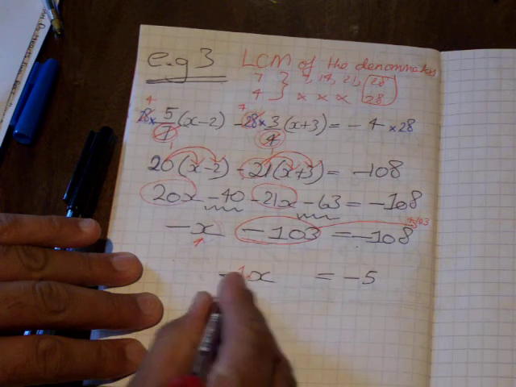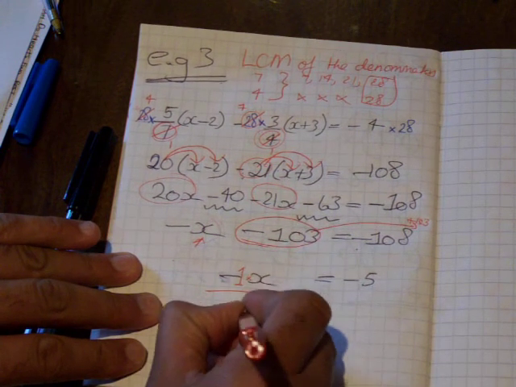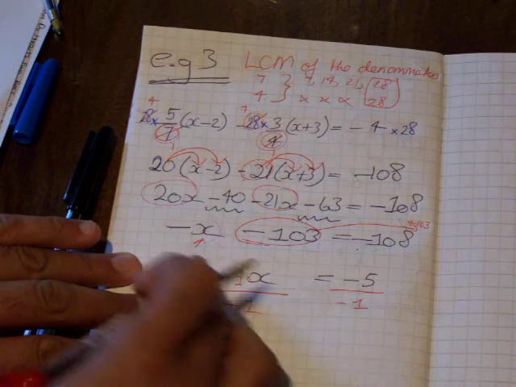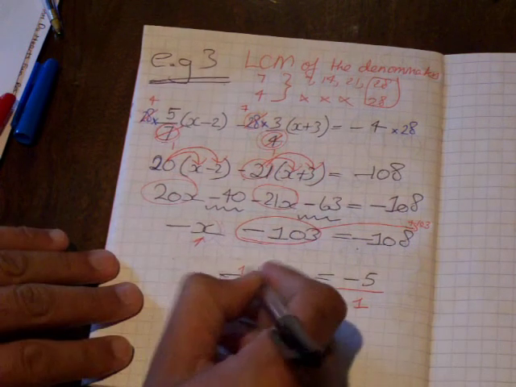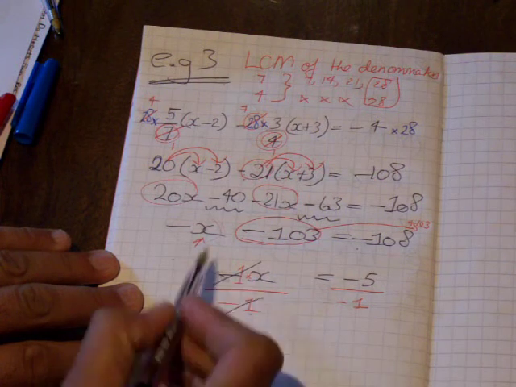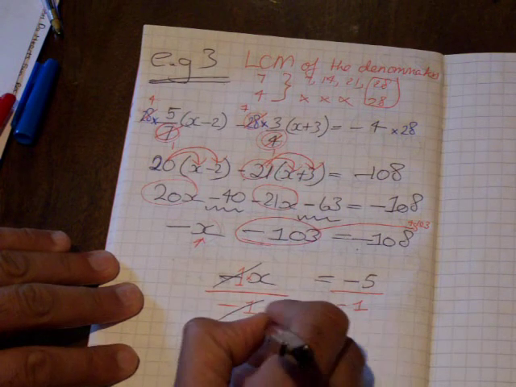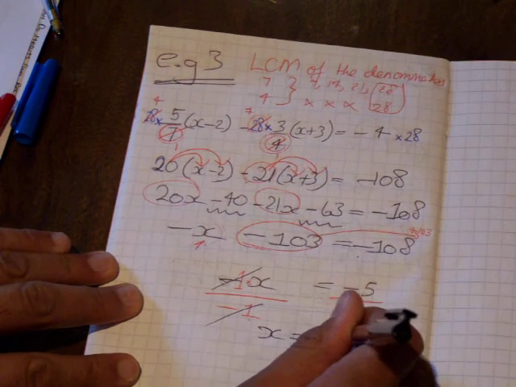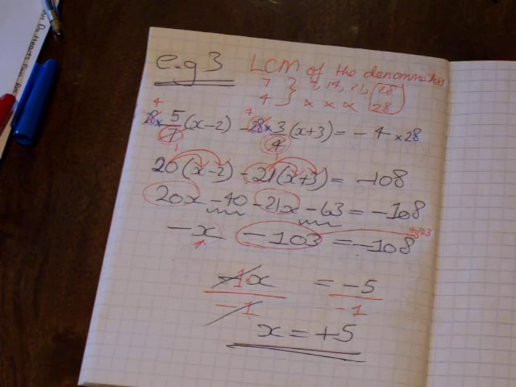So the opposite of multiplying by minus 1 is dividing by minus 1. That's the final part of our solving part of the question. So minus and minus will cancel. Minus 1 divided by minus 1 is just 1. And 1 times by x is just x. So x is equal to minus 5 divided by minus 1. That will give you? 5. Plus 5. And we're done.